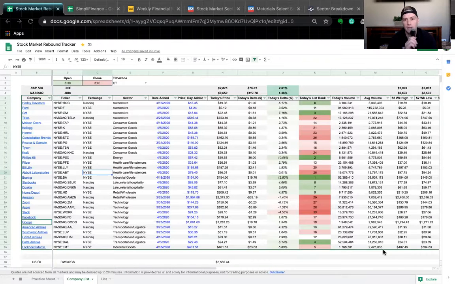The link to it is in the show notes, and it's just called Stock Market Rebound Tracker. I'll talk through it here a little bit. If you're on video, you can see my screen. This is basically just a dashboard in a Google Sheet that is public, that I'm allowing everyone to have for free. Again, I'm trying to help you guys. This is a free resource that I'm going to offer through SimpliFinance, our parent company.